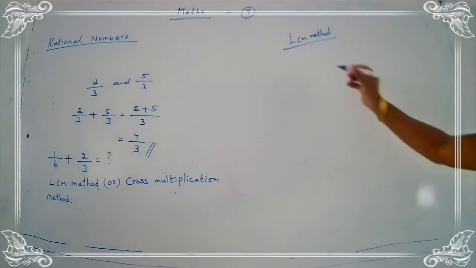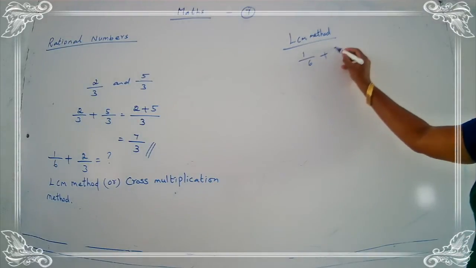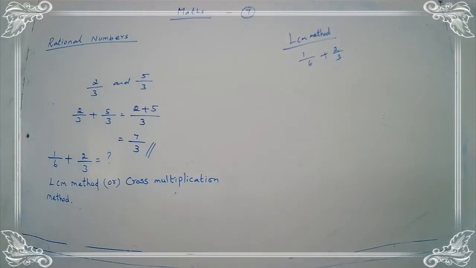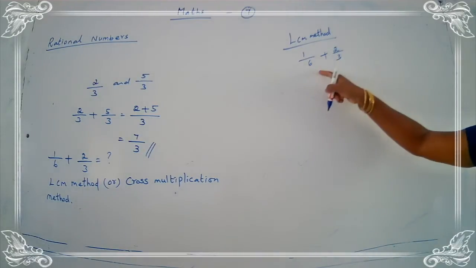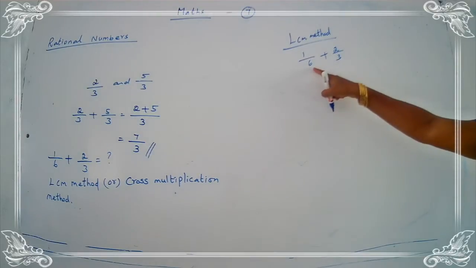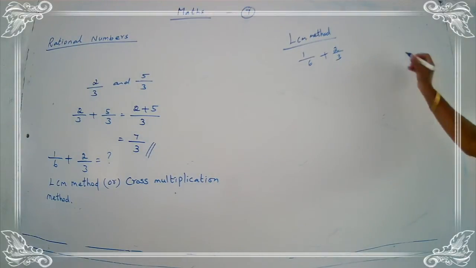How will you find it in the LCM method? Your question is 1 upon 6 plus 2 upon 3. So you find the LCM of the denominators. Your denominators are 6 and 3. You find the LCM. So what is the LCM of 6 and 3? What is the number that divides these two numbers? 3. Yes or no? Yes.